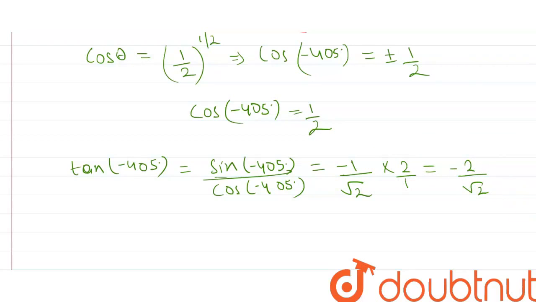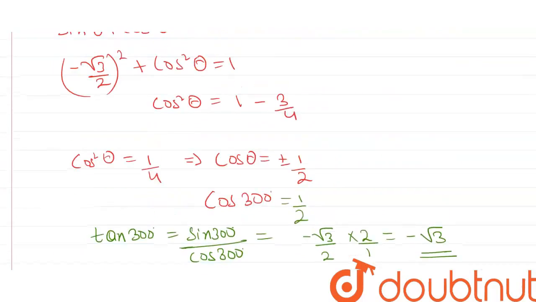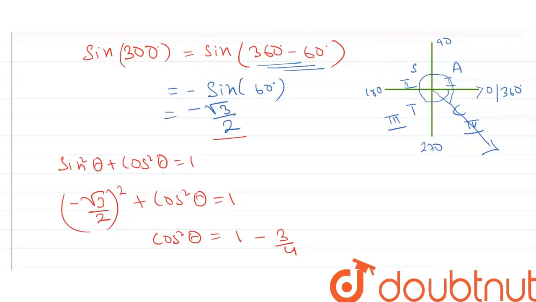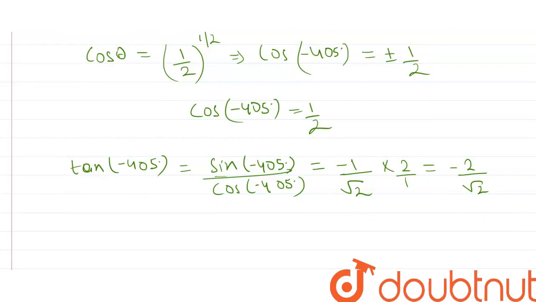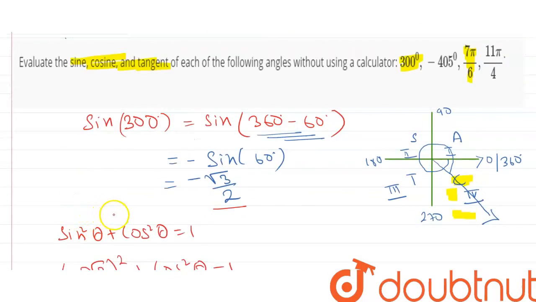And let us check the value of tan in the fourth quadrant. This is your fourth quadrant, and the value of tan here is negative, so our answer is correct. Now we have 7 pi by 6. So start with it. We have to calculate the value of sine.